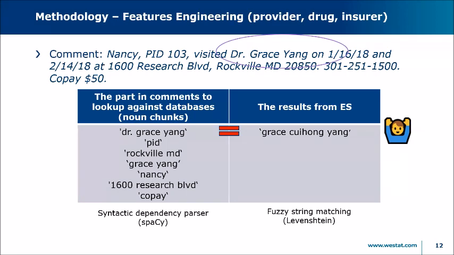If we pass through Dr. Grace Young to look up, we get Grace Chun Hong Yang from the database. The idea is that if we're just using exact matching between these two strings, it's not going to match. But if we use fuzzy string matching, they match even though we have Doctor, which is a prefix in one string, and Chun Hong is an extra middle name on the other string. So we're not able to use exact matching to detect this feature, so we use fuzzy string matching.